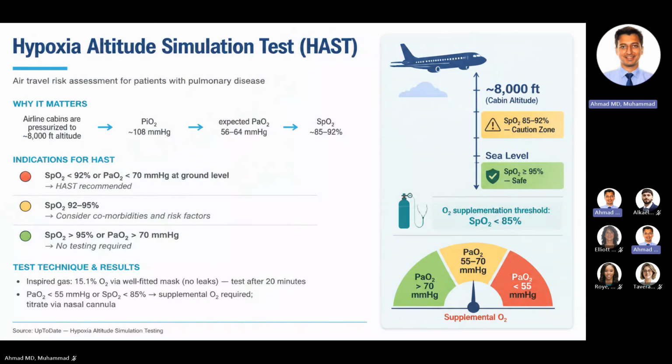Hypoxia altitude simulation test. This is to check for oxygen and to provide patients with an oxygen prescription for those who are flying. Those individuals with a saturation greater than 95% on room air do not need to be tested. For those individuals with saturations between 92 to 95% but who have comorbidities like COPD or heart disease, consider testing. For those individuals who are going to be flying with saturations on room air which are less than 92%, I recommend that they undergo this test.